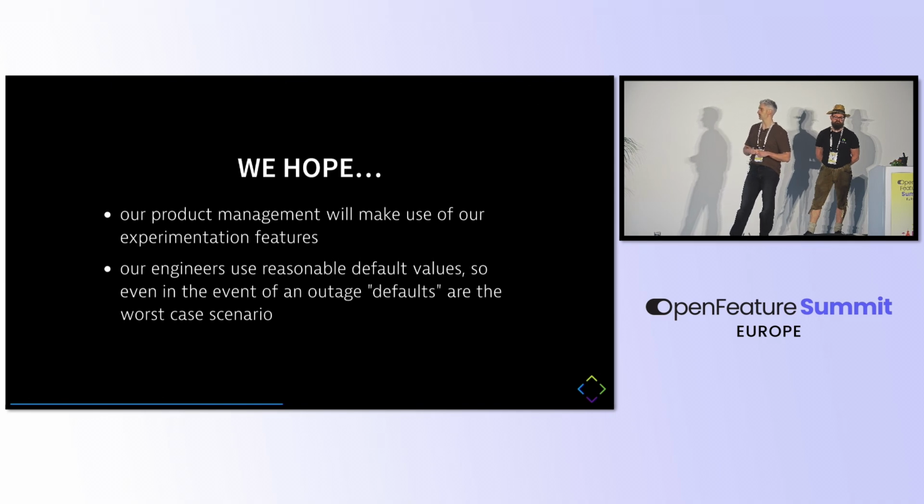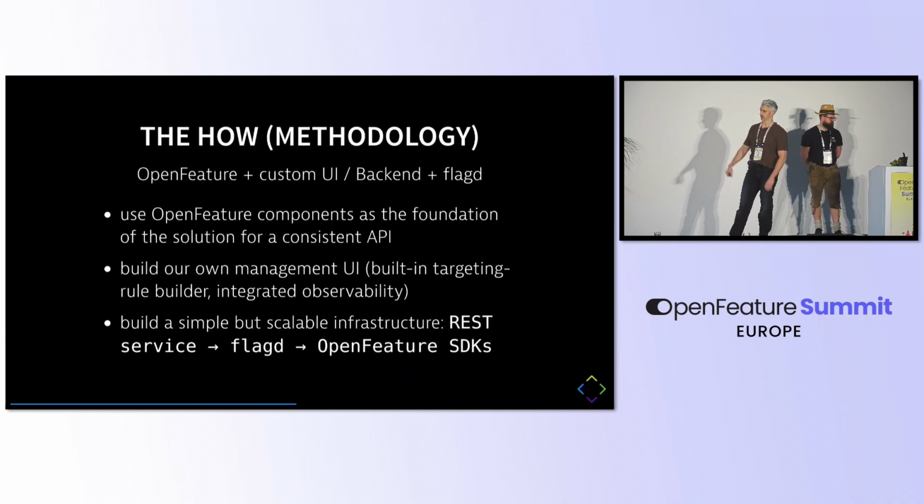And also that our engineers would always use reasonable defaults so that even if there's an outage in our feature flag system, it would never impact actual primary functionality of the application. So we assured this one mostly through education and also through a consistent API so people knew what these defaults were doing. So last is the how.